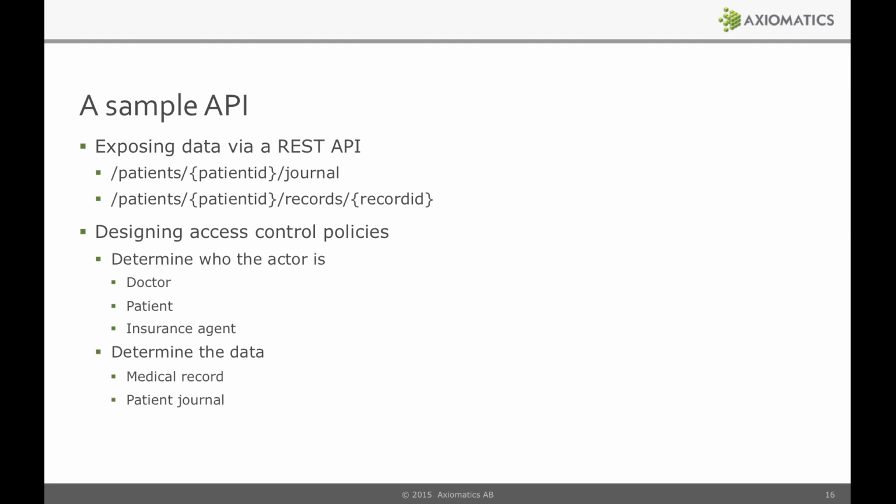So here's an example of a sample API. This is a REST-based API where you expose your data via that REST API. In this case here, I'm exposing a patient's journal and a patient's medical record. You can see that in the URI, I have a variable, the patient ID. So that's something the API gateway can understand, extract, and pass on to the policy server for decision making. You can see also that I have a record ID in the URL, and again, that's something you can extract from the URL and pass on as an attribute to the policy server.